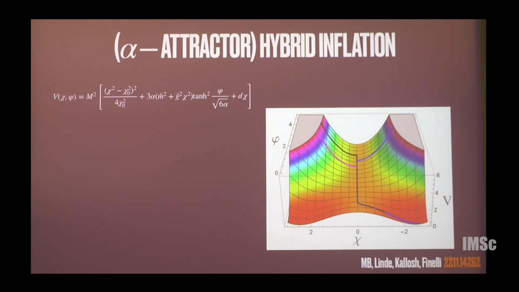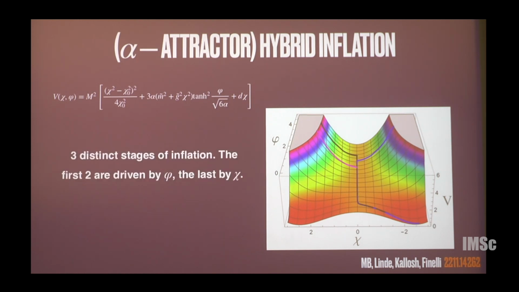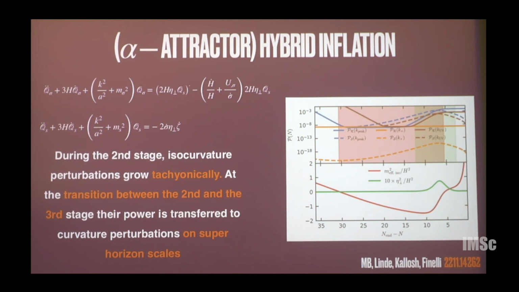Only we have revised it a little bit together with some colleagues, and we embedded it in the so-called alpha attractor formalism. Essentially here we have two fields, so we do not have only curvature perturbations. We also have so-called isocurvature perturbations. Essentially there are perturbations in the adiabatic direction of the trajectory and in the orthogonal direction to the trajectory.